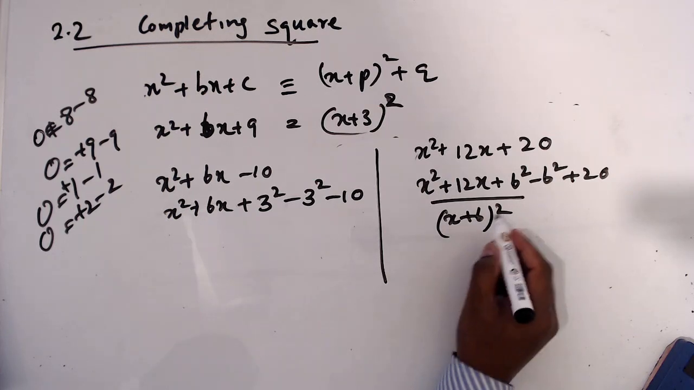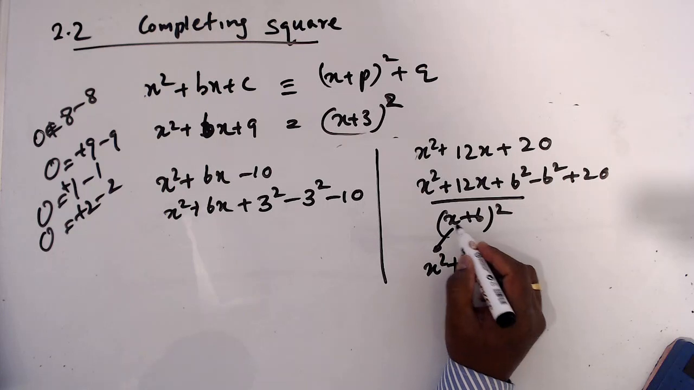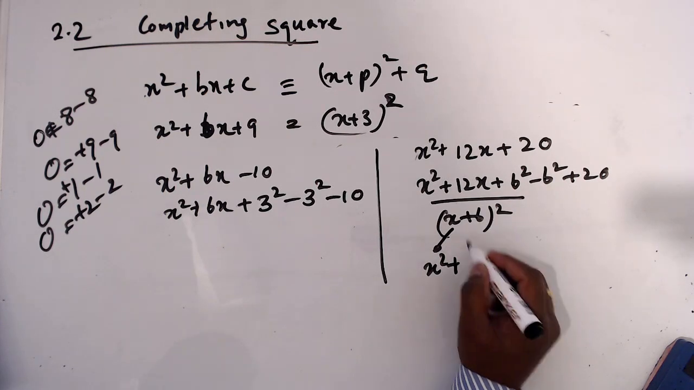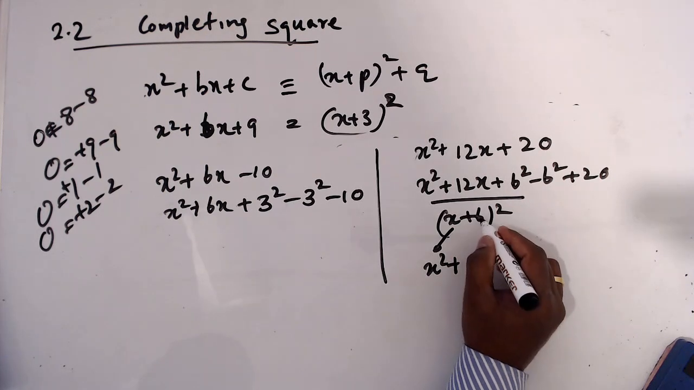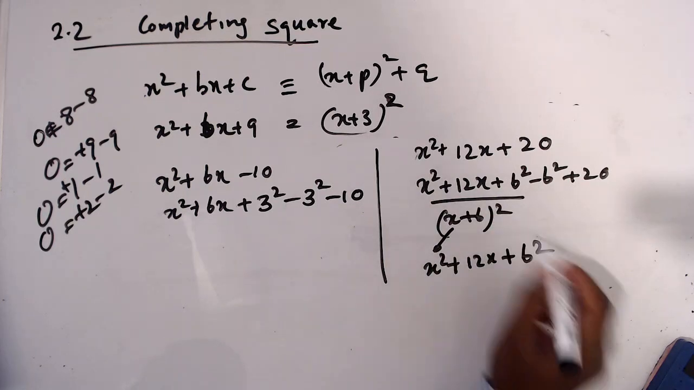When you expand x plus 6 square, what do you get? x square, then 2 times 6 times x, 6 times 2, 12x, then 6 square. Right?